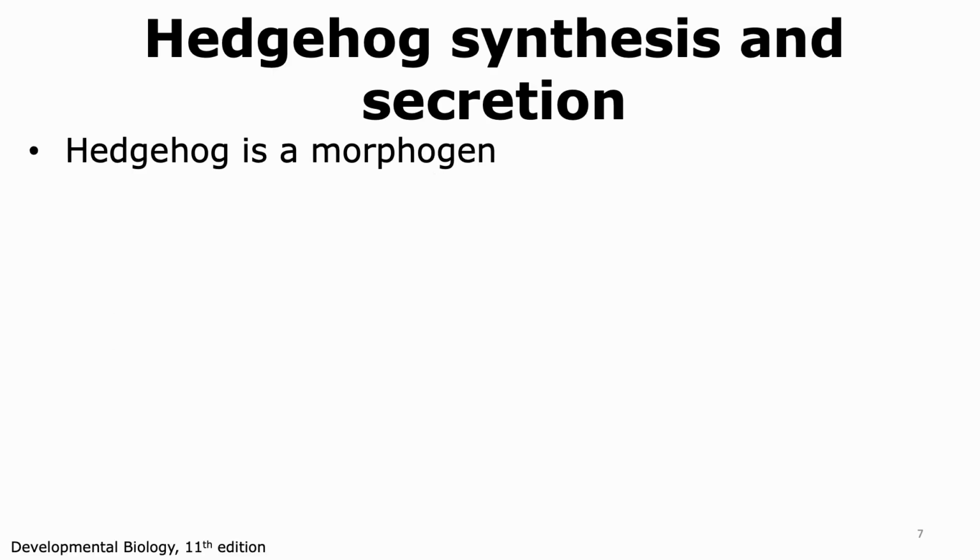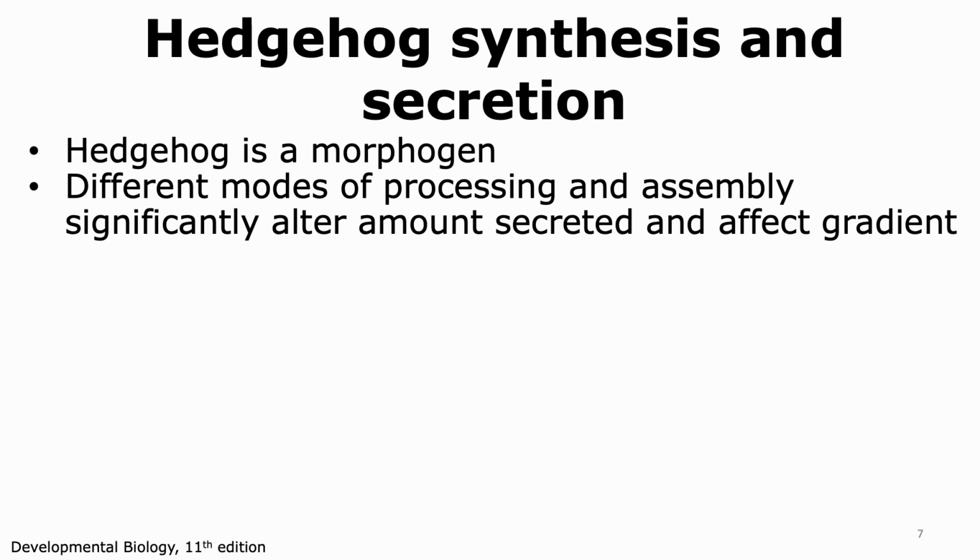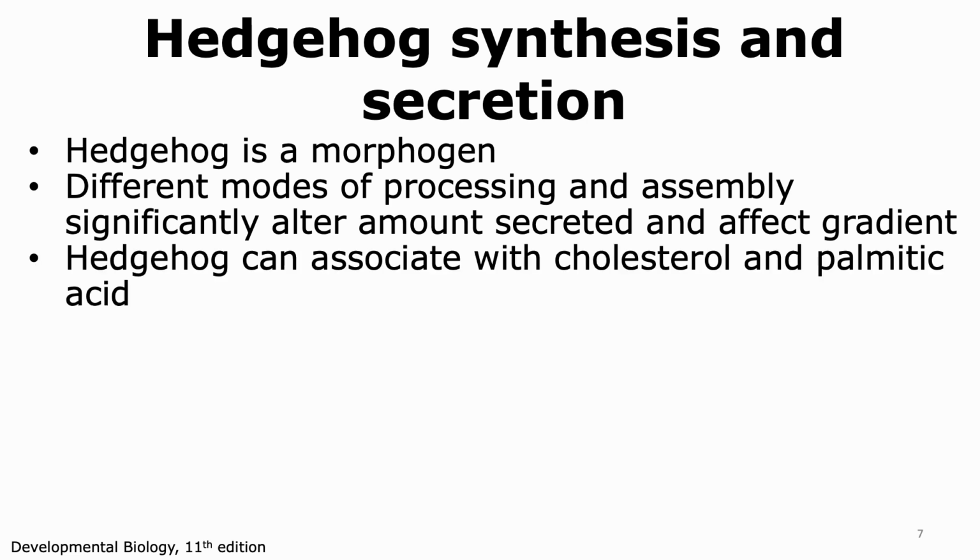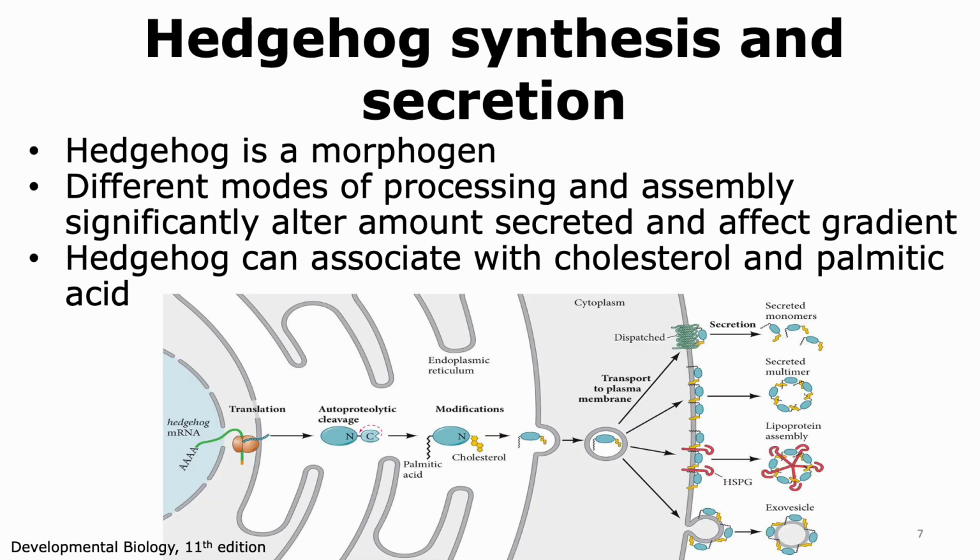Hedgehog is a morphogen, and different modes of processing and assembly can significantly alter the amount of hedgehog that is secreted and affect the gradient that is formed. Hedgehog can also associate with other molecules like cholesterol and palmitic acid, which can influence the gradient that is formed.